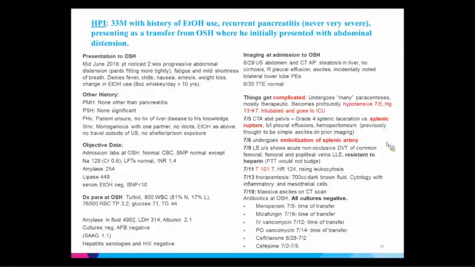You said it really nicely. Dr. Don has a really nice one. Oh, no. I think you put it together. All right, sure. Okay. A 33-year-old man, history of daily alcohol use, recurrent pancreatitis, comes in with an episode of what looks like pancreatitis with new onset ascites, with a course of progressively worsening ascites and anasarca, complicated by probably iatrogenic splenic rupture and recurrent sepsis.